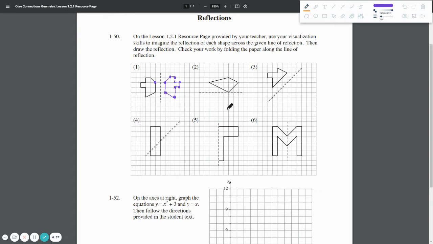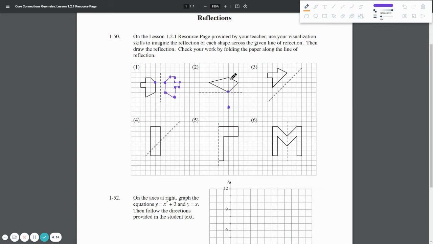Okay. Similar question, number 2. This point is actually on the line of reflection right here in the middle, so we actually don't have to do anything. That's going to be the first point. The point that's right above it is 3 units away, so I'll go 3 units below. 1, 2, 3.